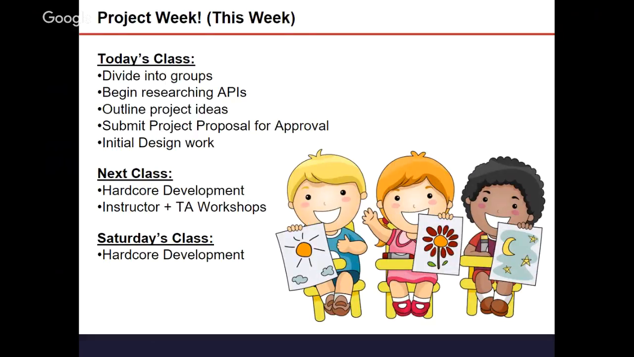Project week overview. We made it. Yay! In today's class, we will be doing the following: dividing ourselves up into groups. We're going to begin researching APIs. What does API stand for? Application Programming Interface. Good. We're going to outline our project ideas. We're going to submit our project proposals for approval. We are going to do our initial design work. All of that makes sense to everyone?